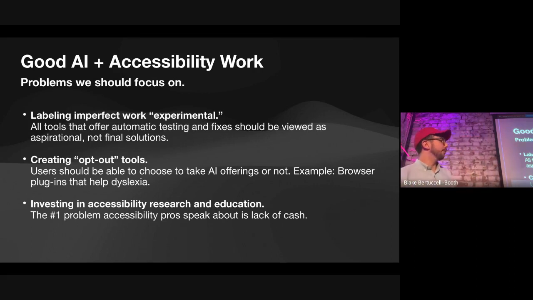The third kind of work that we need to focus on is investing in accessibility research and education. This is the number one problem accessibility pros speak about. This is how they see to solve solutions.